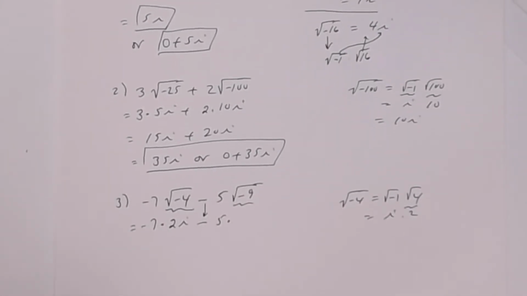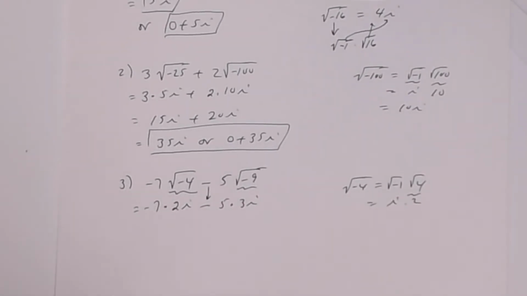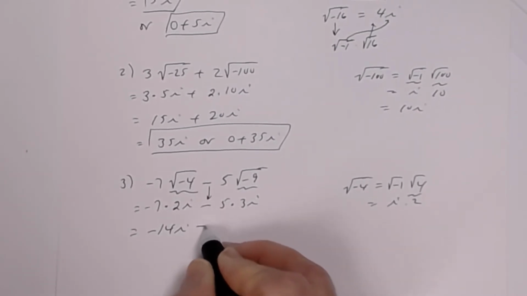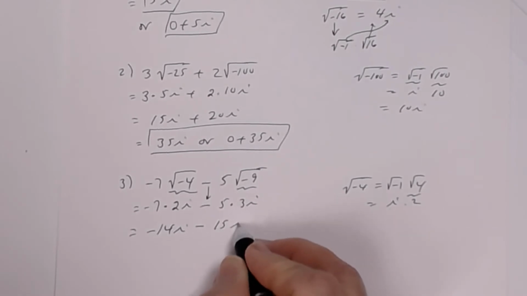Well, the square root of a negative 9 is 3i. Okay, and now let's go ahead and multiply this out. So a negative 7 times 2 is a negative 14, and a negative 14 times i is a negative 14i. Subtract. 5 times 3 is 15. 15 times i is 15i.